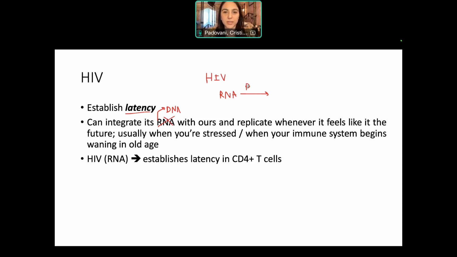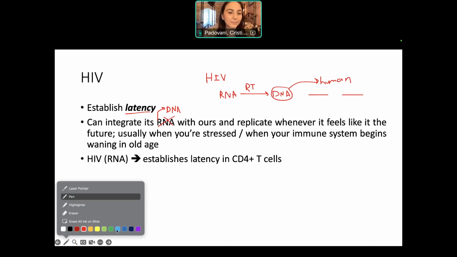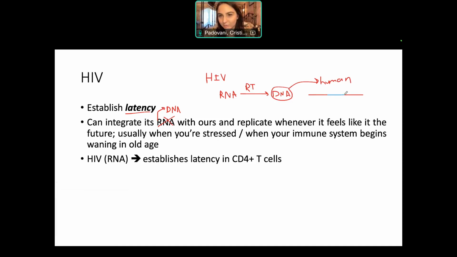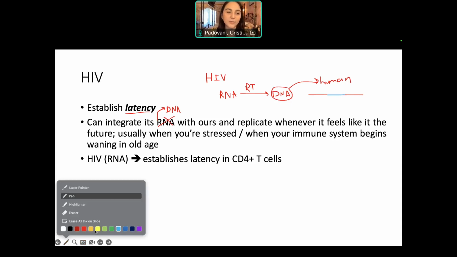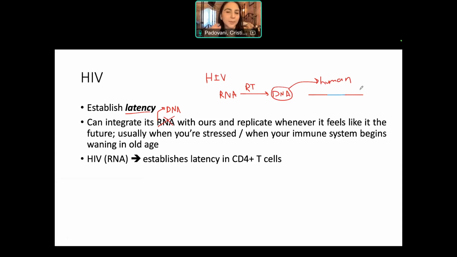So here's the RNA, and HIV is going to enter our cells. It has reverse transcriptase, so it reverse transcribes RNA into DNA. And now this DNA can be integrated into the human cell. So now HIV is with you forever. This is our DNA in red, and then HIV can implement itself right here. Our body doesn't know the difference. It's like, oh, there's DNA. You know what I mean?